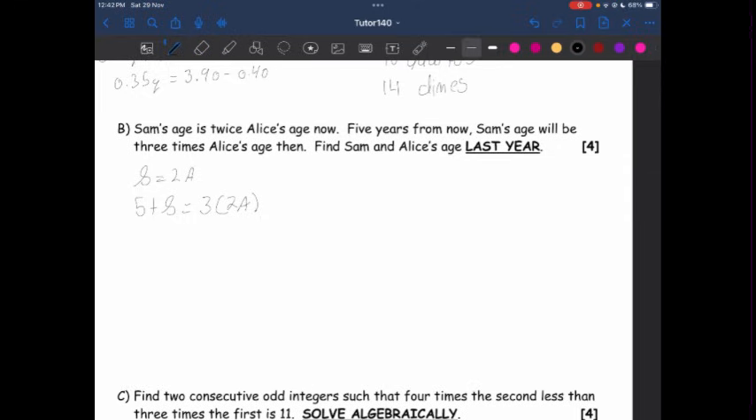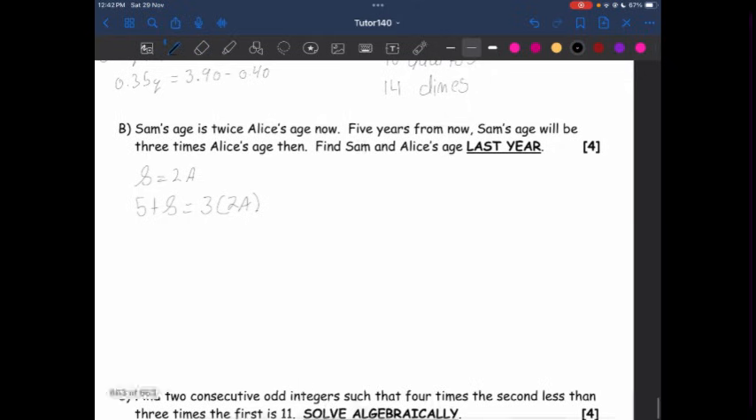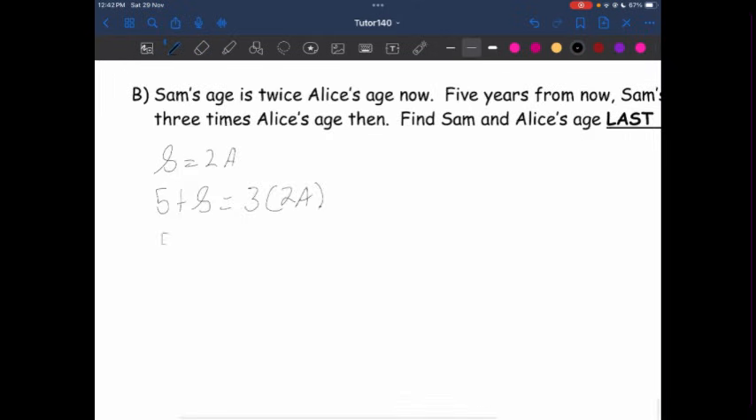So what we want to do is simplify this and then substitute. So this is 5 plus S is equal to 6A. Now we're going to substitute 2A for S. S is 2A, you're going to substitute that here. So 5 plus 2A is equal to 6A.